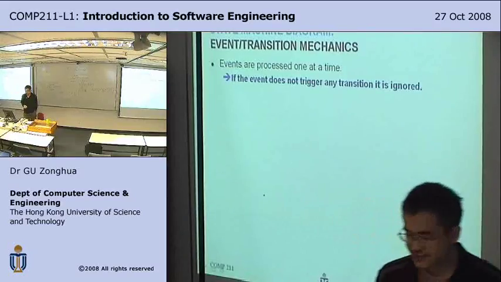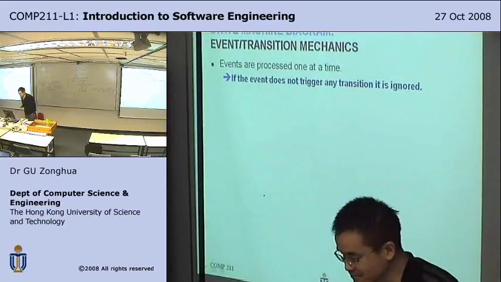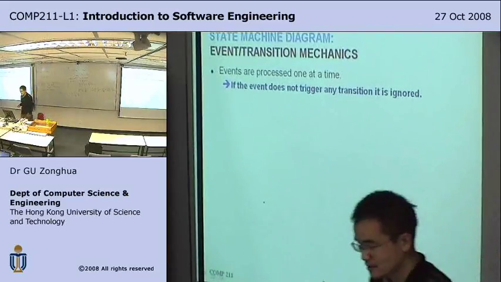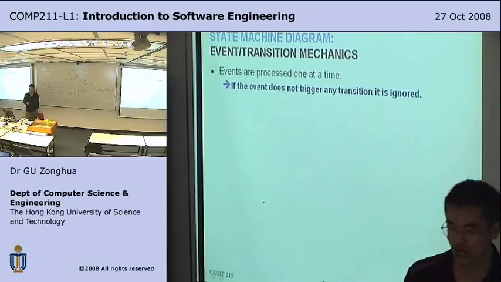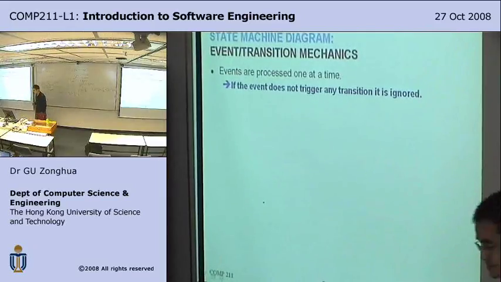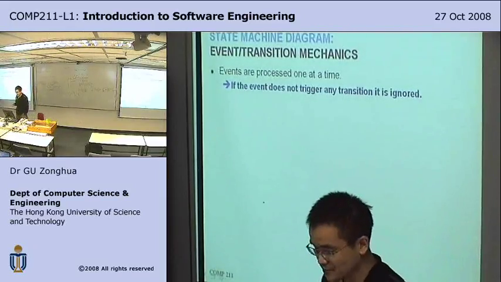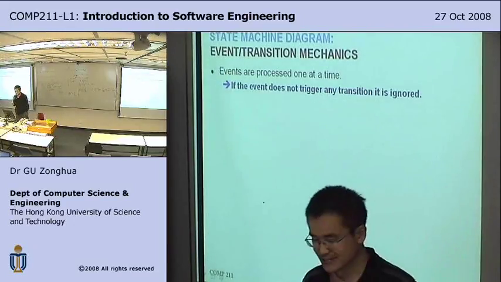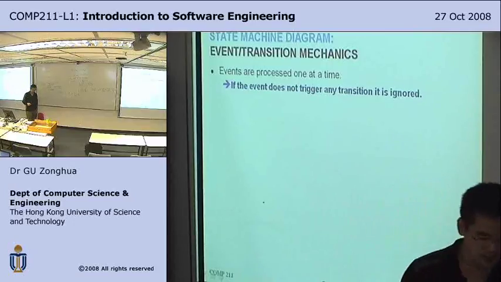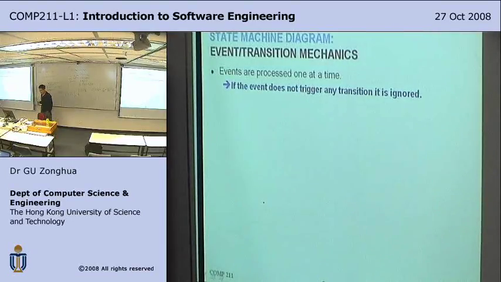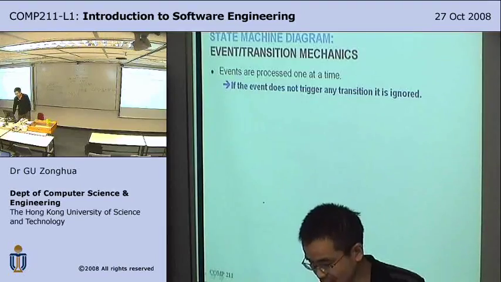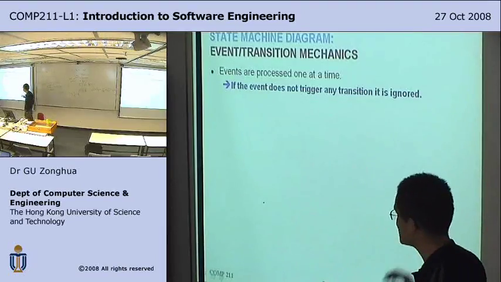So events are processed one at a time. If an event does not trigger any transition, it is ignored. When does that happen? It happens when the guard is false, for example, or if the object does not have a handler for the event, that is, the state machine doesn't have an event specification when it's in a particular state. So in that case, the event is just dropped, ignored.